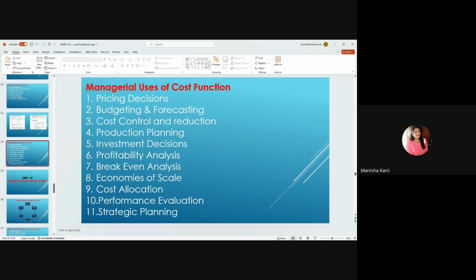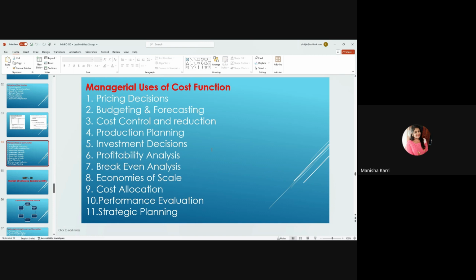Next, performance evaluation. Managers can also use the cost function to evaluate the performance of different departments or production units by comparing actual costs to the estimated cost functions. Like this, they will identify inefficiencies also. They will identify areas which need to be improved.